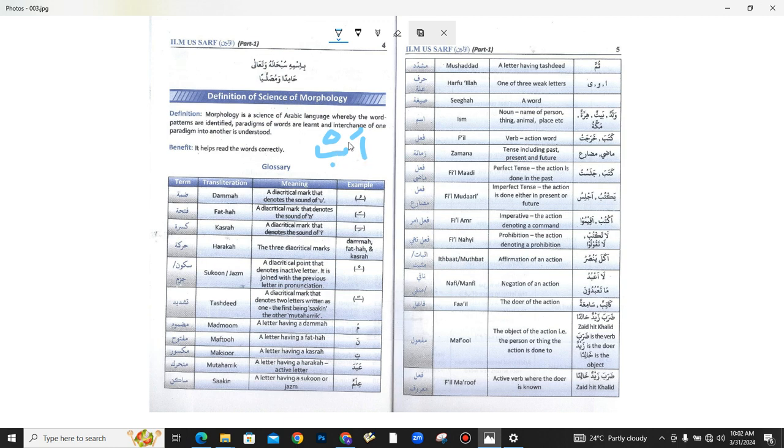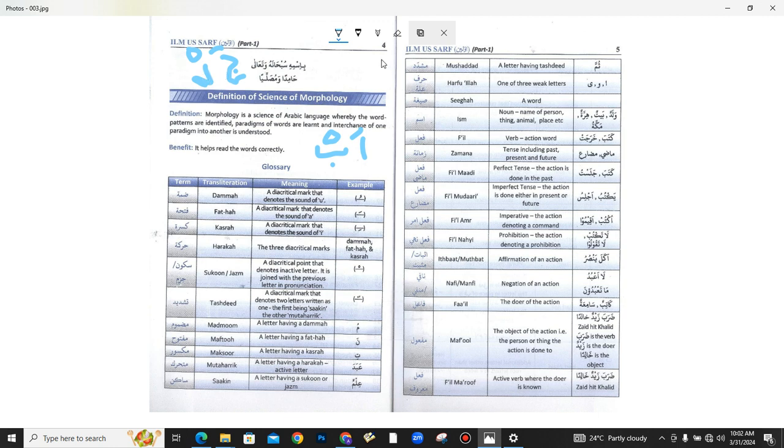Let me give you another example. If there was ja, jim with fatha, ja. Here I would write ra, with the r sound. Here let me write jazm. So jar, it would become jar.